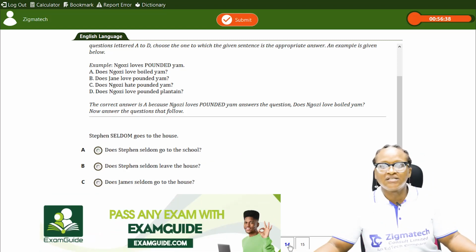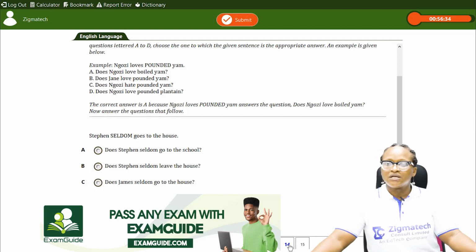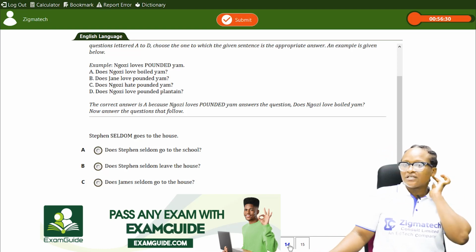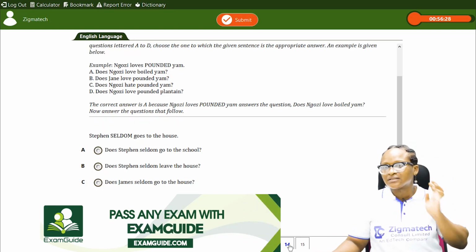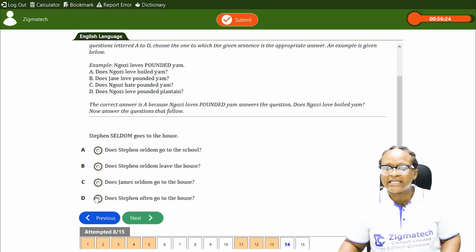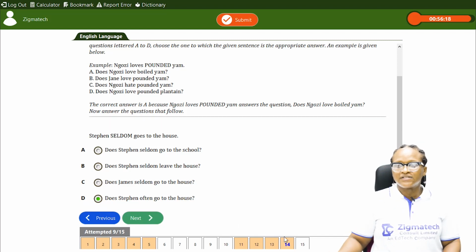The next one says, Stephen seldom goes to the house. I look out for the one that has not seldom. What's that one? Option D. It says, does Stephen often go to the house? All others have seldom except option D.